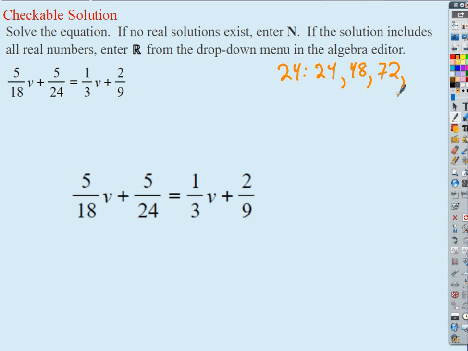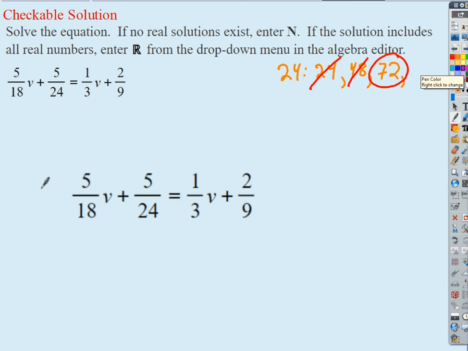So let's cross them off as we go. Well, does 24 work? No. 9 doesn't go into it, 18 doesn't go into it. What about 48? No, doesn't work, does it? 72. Yes. That works. Okay, so that's our winner. 72 is the number we're going to distribute through both sides.